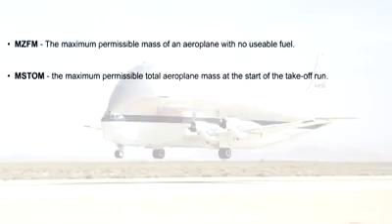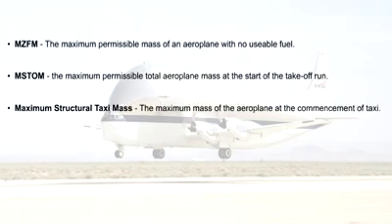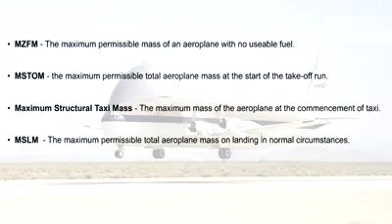Maximum structural takeoff mass is the maximum permissible total aeroplane mass at the start of the takeoff run. Maximum structural taxi mass is the maximum mass of the aeroplane at the commencement of taxi. This is sometimes also referred to as the maximum ramp mass. Maximum structural landing mass is the maximum permissible total aeroplane mass on landing in normal circumstances.